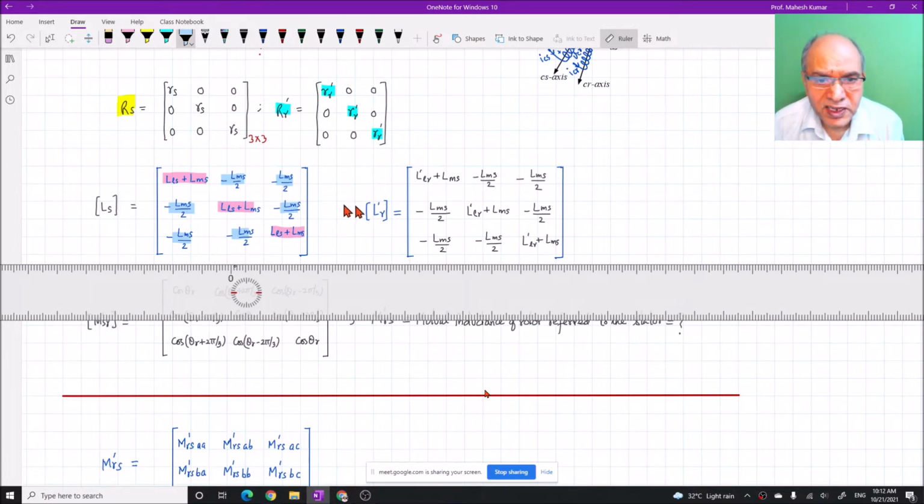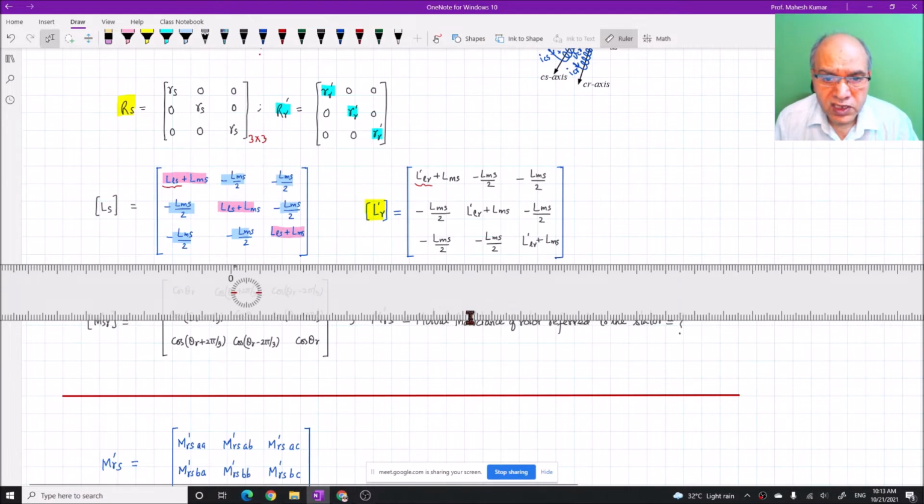And similarly, we can express L_r prime. The only difference is that L_ls is replaced by L_lr prime. So you can see this element changed to L_lr prime. The rest of the elements are the same because the mutual coupling is the same, mutual coupling between the different axes like abc. Clear? So these were the expressions that we developed in the previous class.